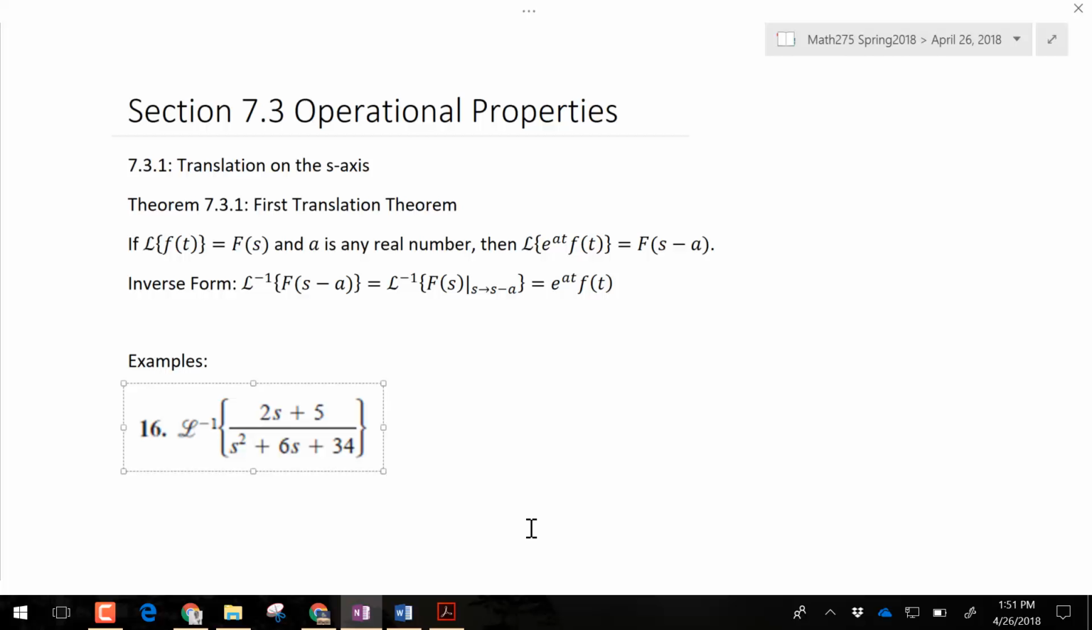So what we might be interested in doing is, I don't know, what should we do? Complete the square. Let's see if we can complete the square. Let's just focus on the denominator.